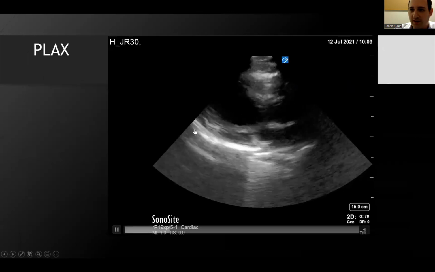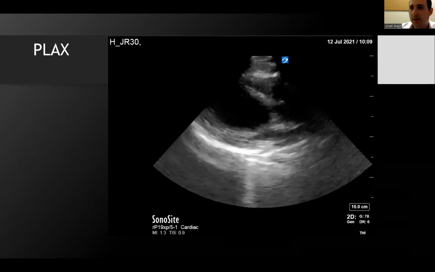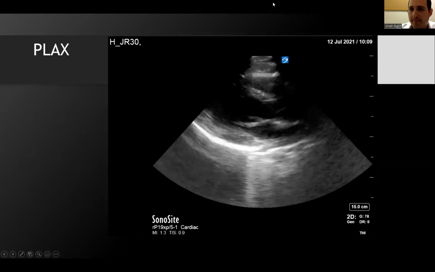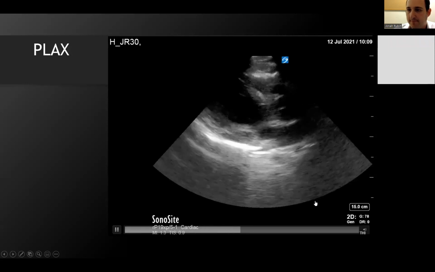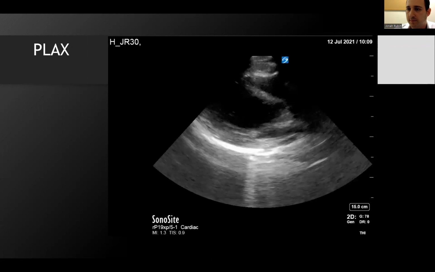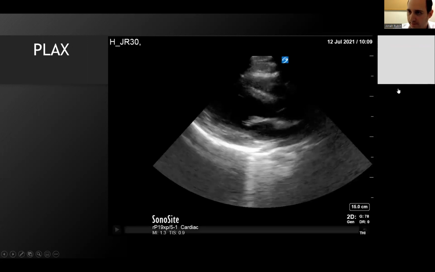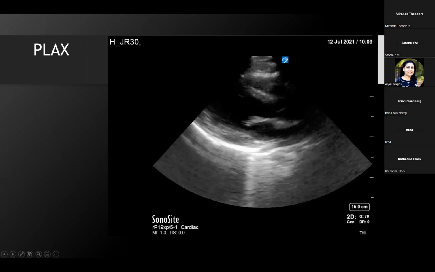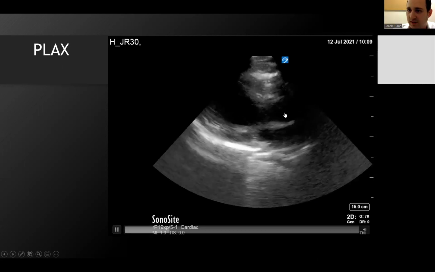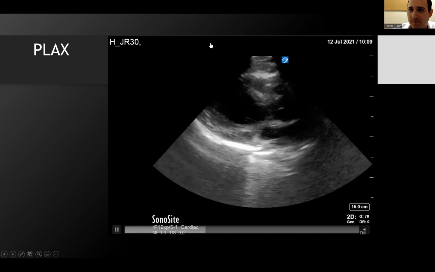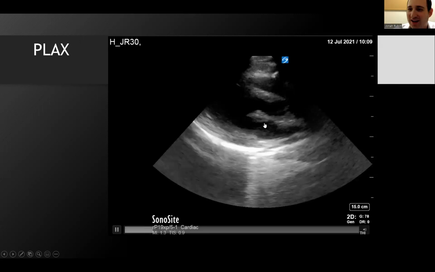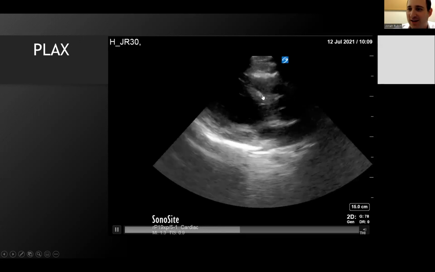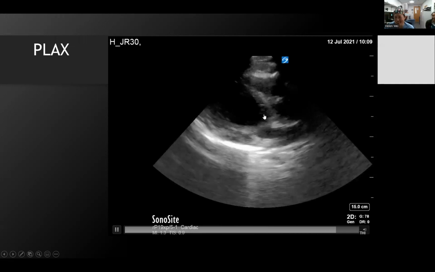Anyone want to comment on another one of my poor windows? It's not great. Tara thinks the LV function looks poor. Thank you. I agree with Tara. And commenting quietly. You've been commenting quietly. It's on mute.